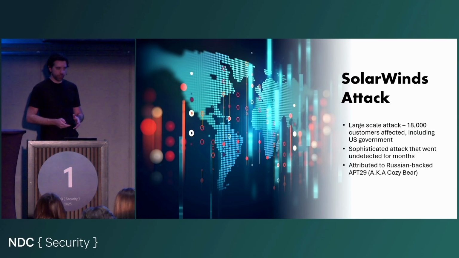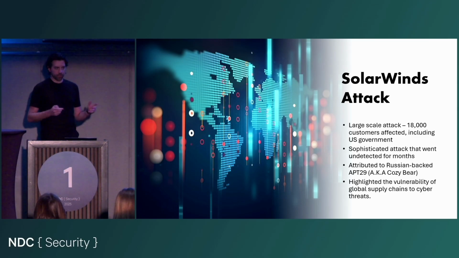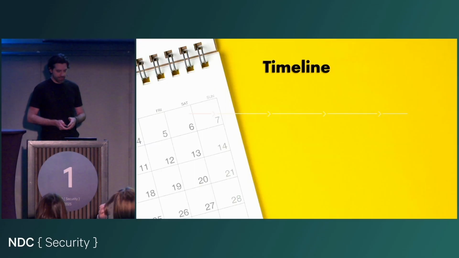It was attributed to the Russian-backed APT, Advanced Persistent Threat 29 group. And it really was one of the first things that highlighted just how vulnerable our global supply chains are in terms of software to these kinds of cyber threats. So let's look at what actually happened in this attack to get an idea of how they work.